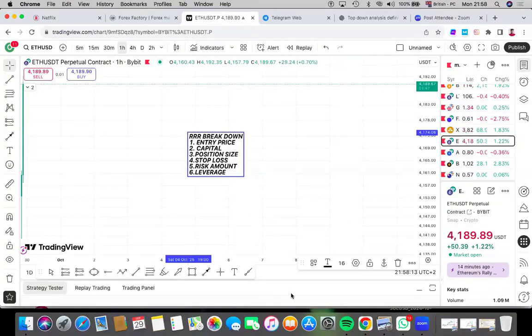Before I continue, I want to make this class very interactive. Do we have anybody here who can define leverage for me in the chat box, or unmute and give me a proper definition or their understanding of leverage? What do we mean by leverage, please? If you know that, please type in the chat box, or just unmute and tell us what you understand by leverage.